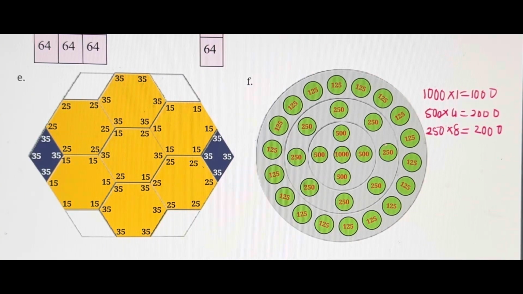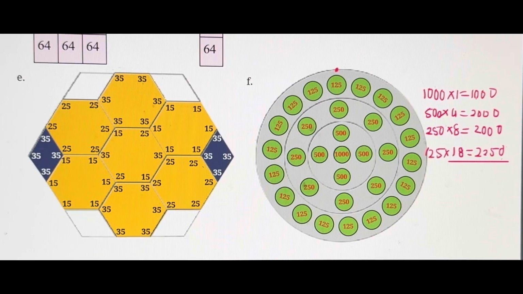Now 125. Let us see how many times 125 is. So if we start from here, we'll just make a mark so that we don't forget. 1, 2, 3, 4, 5, 6, 7, 8, 9, 10, 11, 12, 13, 14, 15, 16, 17, 18. So 125 is 18 times. So we write down that also. So 125 multiplied by 18. That gives you 2250.